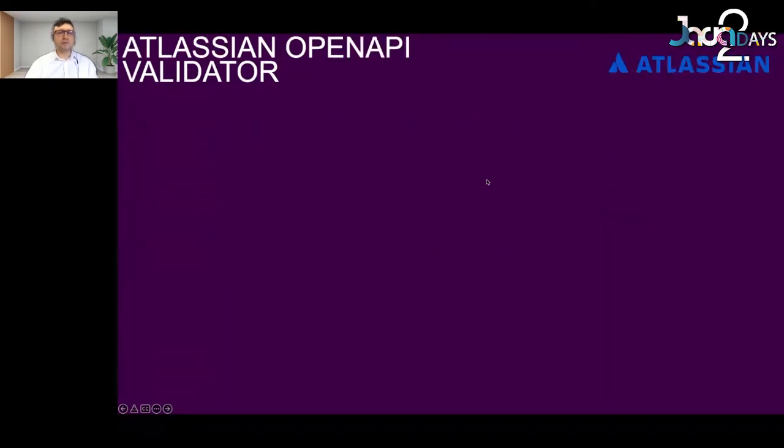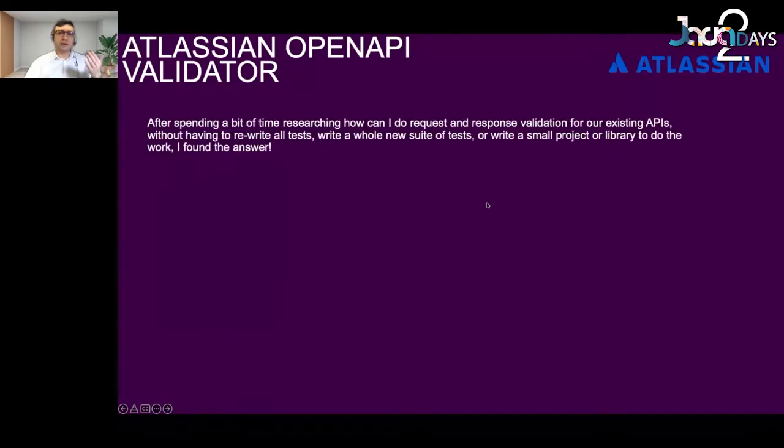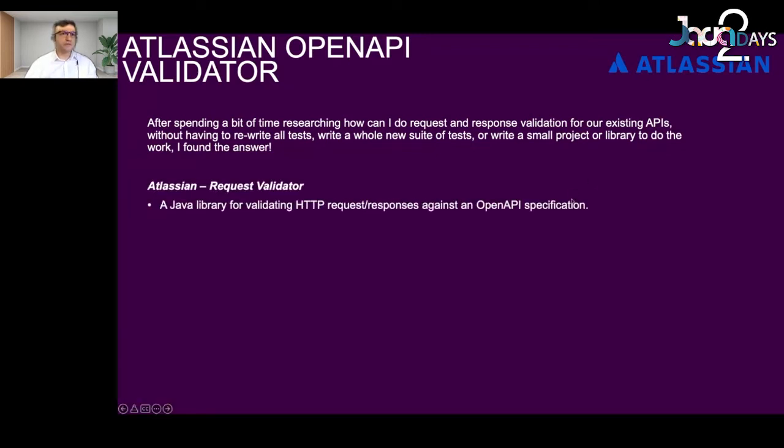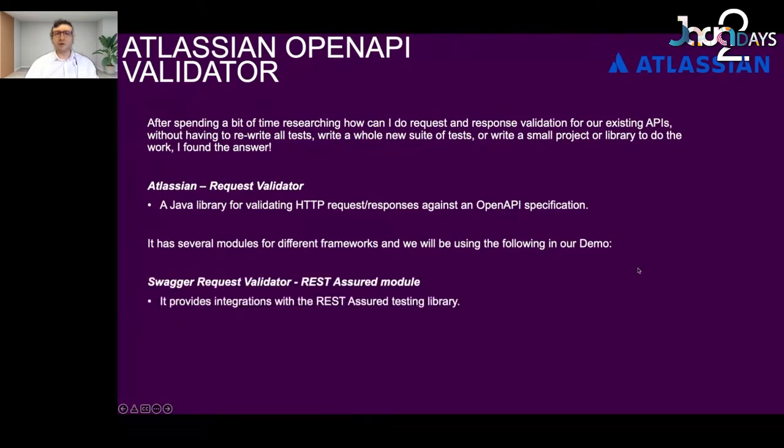Now, here is an extremely important bit of kit. After spending a lot of time researching how I can do request and response validation for our existing APIs, without having to rewrite all the tests, write a whole new suite of tests, or write a small project or a library to do the work for me, I found the answer. And Atlassian have done it. It's the Atlassian Request Validator, which is a Java library for validating HTTP requests and responses against an OpenAPI specification. It has several modules for different frameworks, and we'll be using the following one for our demo. It's the Swagger Request Validator Rest Assured module, which provides integration with the Rest Assured testing library.